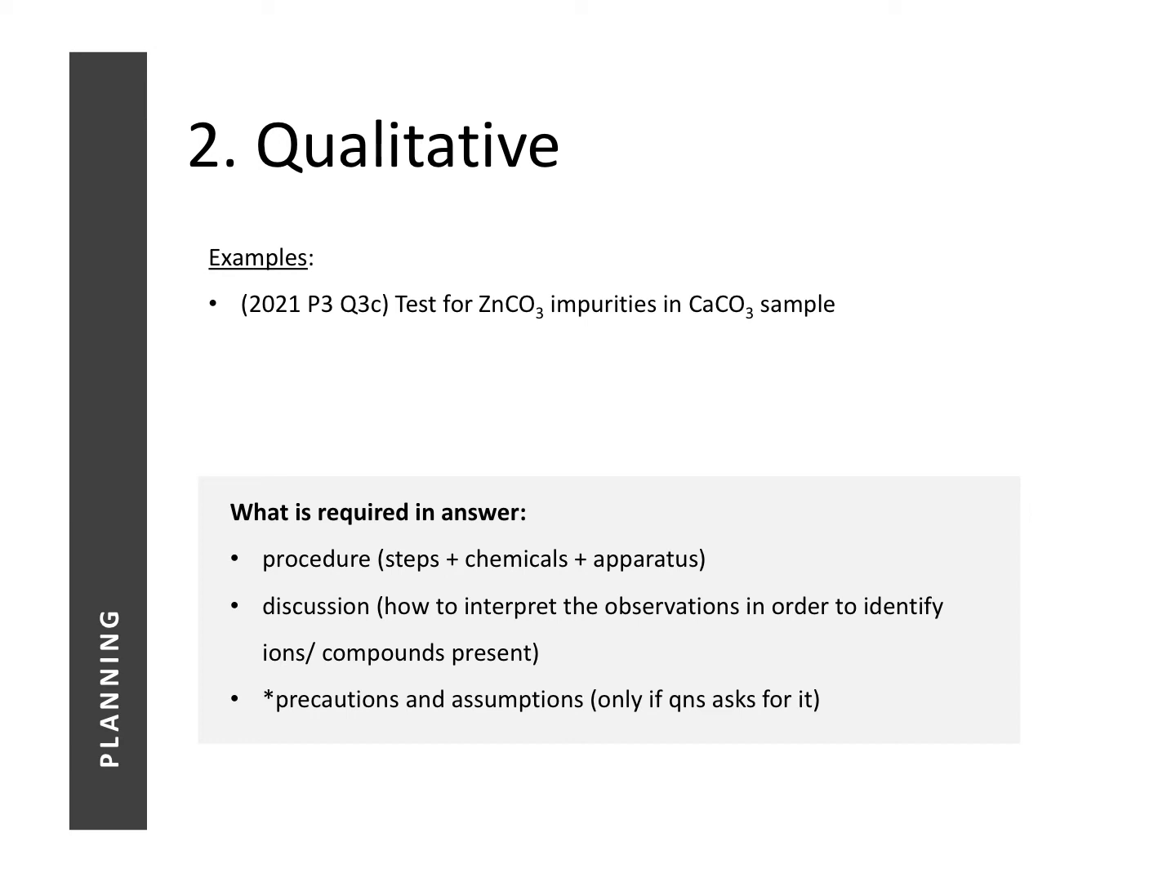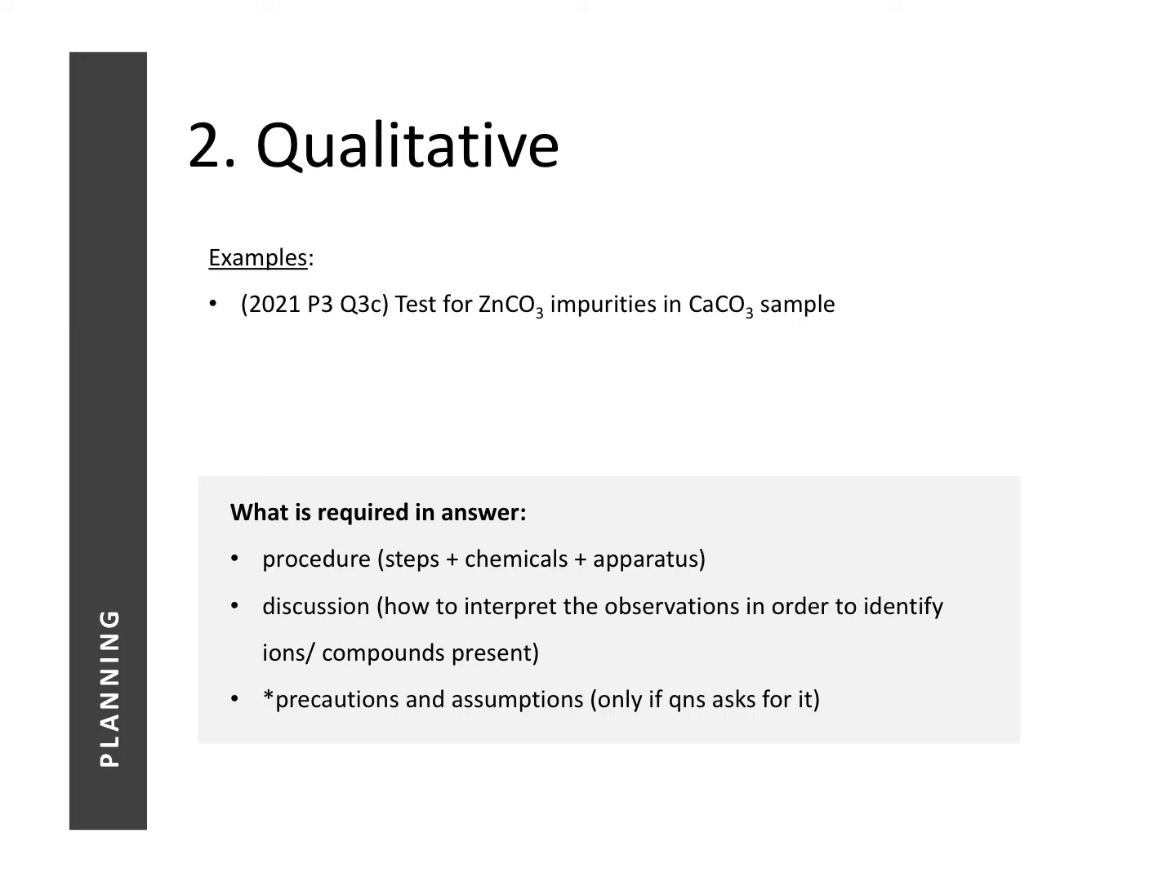The next type of planning question would be your qualitative planning questions. In qualitative experiments, we want to find out what is present. So an example would be your 2021 planning question, where you were given a sample of calcium carbonate, which may contain some zinc carbonate impurities. So you have to design a test to find out whether the zinc carbonate impurities are indeed present.